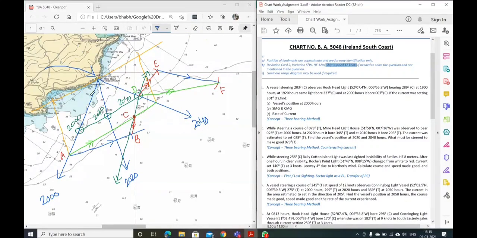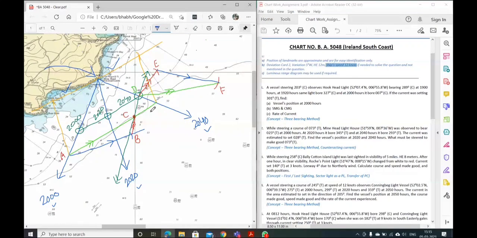First, we plotted the three bearing lines, 2000 hours, 2020 hours and 2040 hours. Then using these 3 bearing lines, we applied the 3 bearing method. The time ratio is the same, so we divided in the same ratio the line passing through the lighthouse, and we drew parallel lines cutting the first and third PL, and then we joined them. So we got our course made good line, the line which you see with double arrow, the light green line. That is the course made good line.